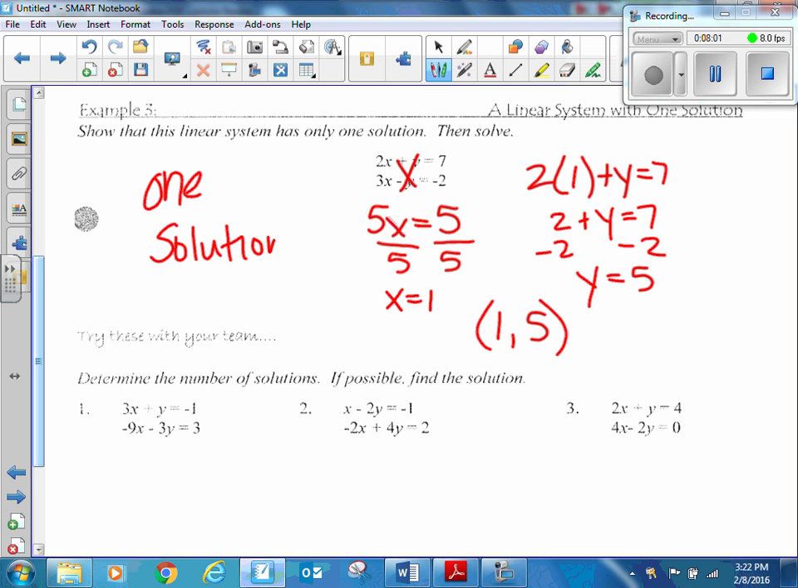So those are the three different cases. I don't care which way you use. If you can look at the problems and look at the coefficients and remember that different coefficients mean one solution, same means no solution, and if all three are the same, it's infinite, that works. Or you can do it like I did here on the back.